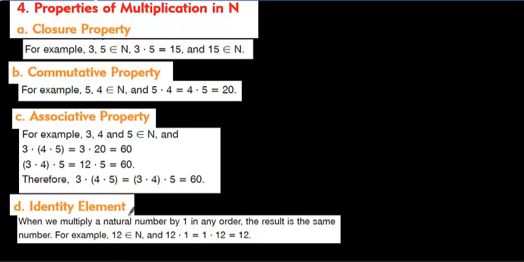We know this one. And the last one is identity element. Identity element means the number is not affecting the operation, and we know that there is no effect of 1 in multiplication operation. 12 times 1, 1 times 12, it's going to be equal to 12 again. So the identity element is called 1 in multiplication operation.